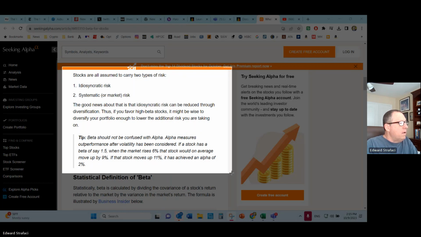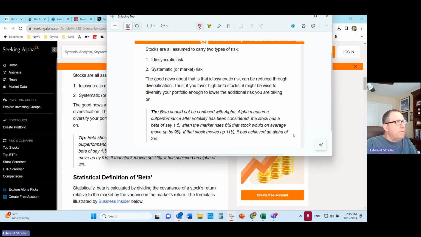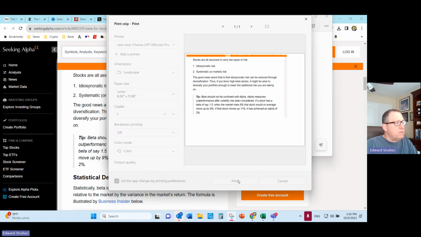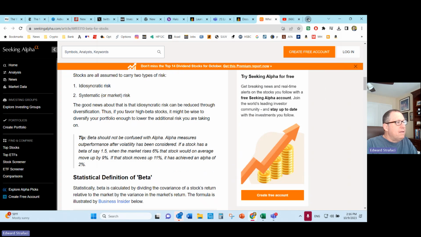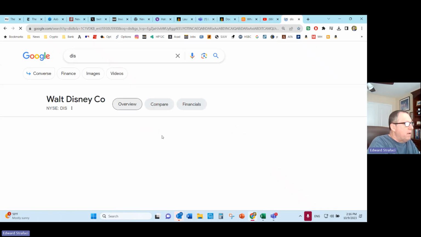Beta actually measures the volatility of my stock versus the market. So two different things. Beta measures the volatility of your stock versus the market, any stock or any asset you're looking at, whereas alpha measures your outperformance after considering beta.